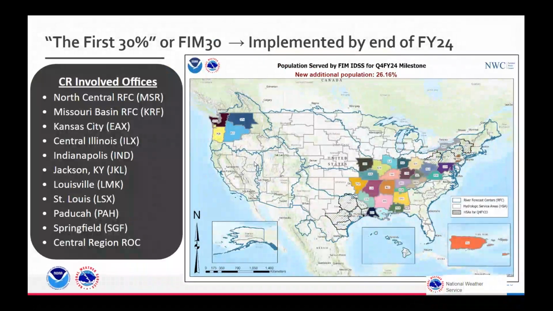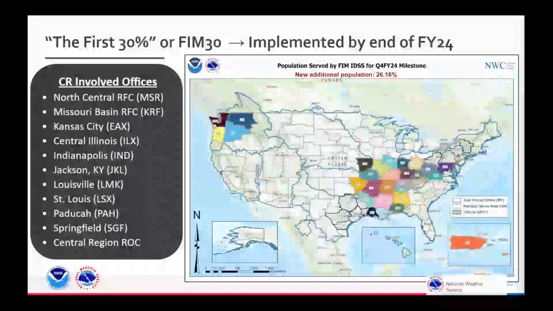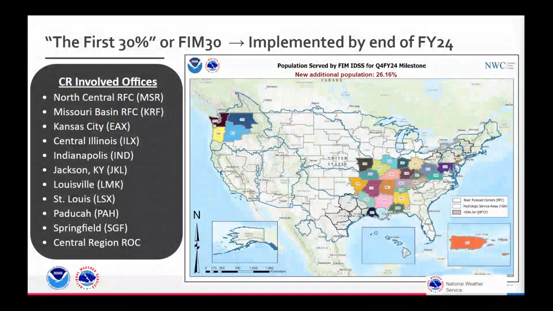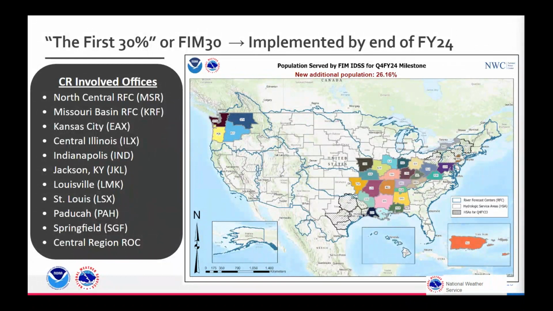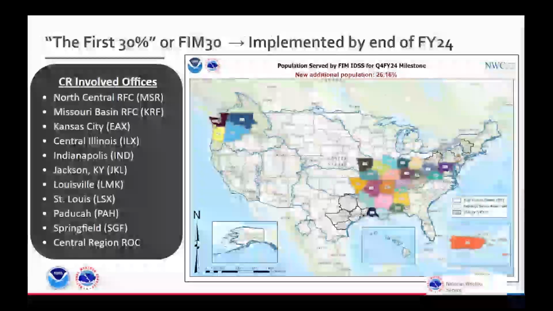The next 20%, so the FIM 30 or first 30% to be implemented by the end of fiscal year 24 will include portions of Central Region. So on this map, you see lots of colored CWAs. All the colored CWAs are CWAs that will be involved in the next implementation of FIM. So I have them listed there. Those of you that are listening today from those offices, you may have heard a little bit about it. There hasn't been a lot of discussion yet, but look for a lot of information to be coming here soon.